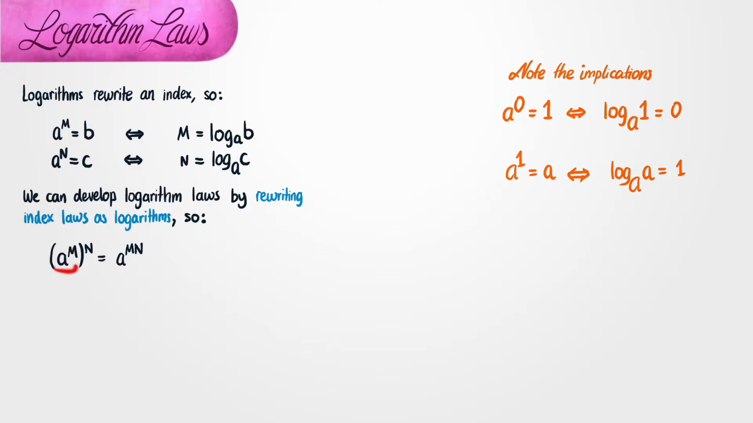We know that a to the power of m, all to the power of n, is the same thing as a to the power of m times n. Now we can actually take the log of both sides, or we can bring this a below the left-hand side. Now initially, this looks pretty complicated, but I want you to notice that a to the power of m is the same thing as b. So I'm going to get rid of a to the power of m and replace it with this b.